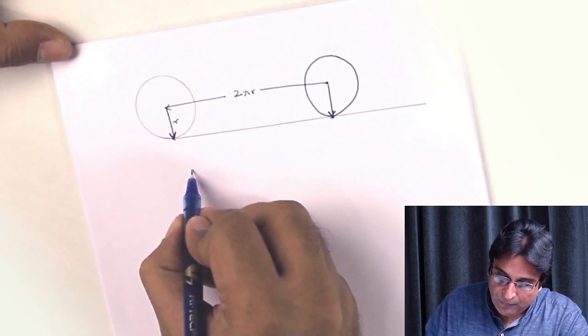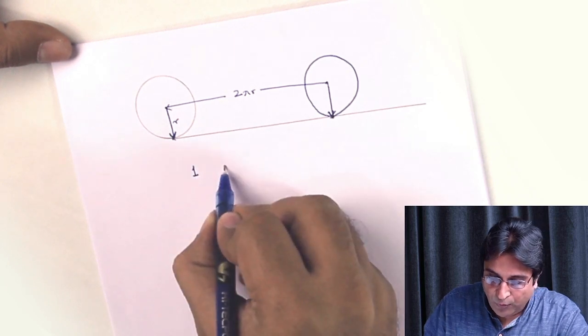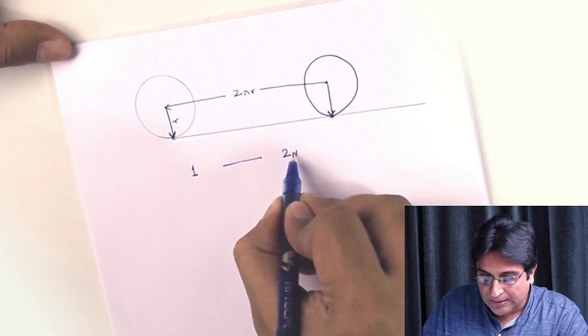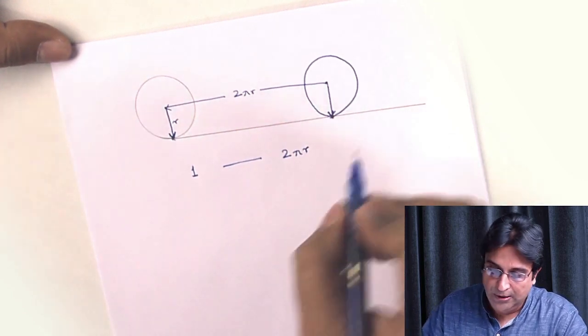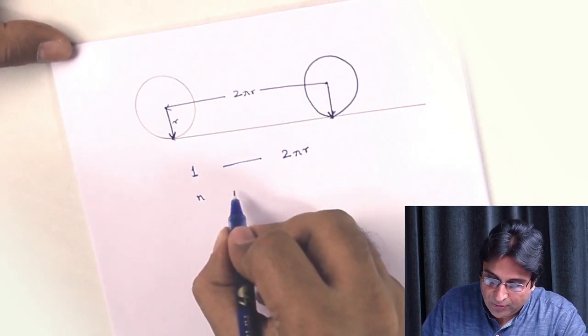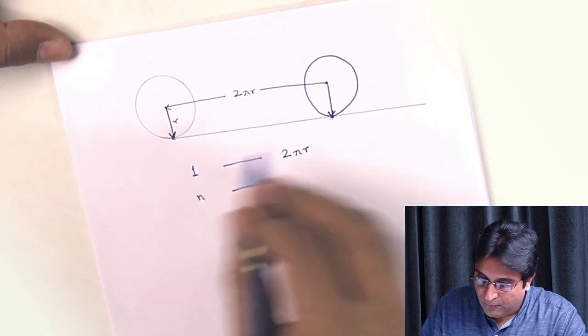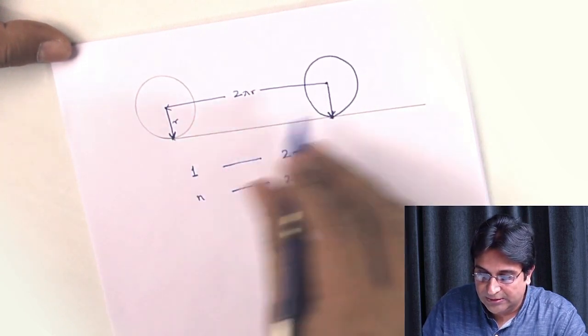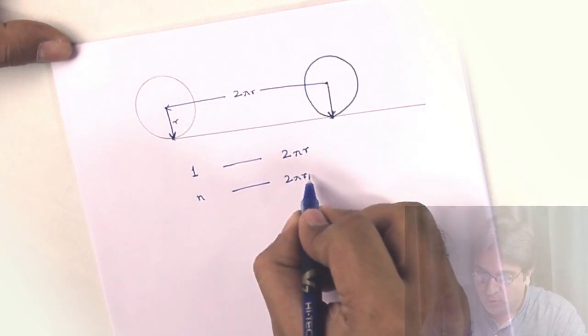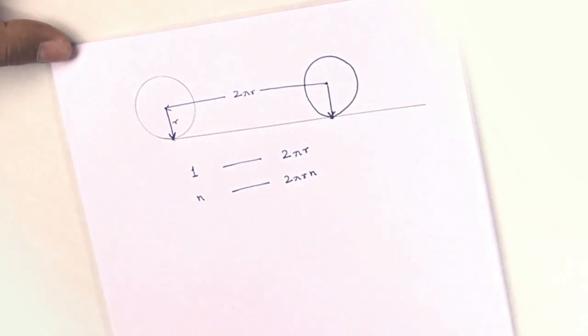So in other words, when a wheel moves one full rotation, its center moves forward by a distance of 2 pi r. So if a wheel moves n rotations forward, then the linear distance traveled by the center of the wheel is going to be 2 pi r n.